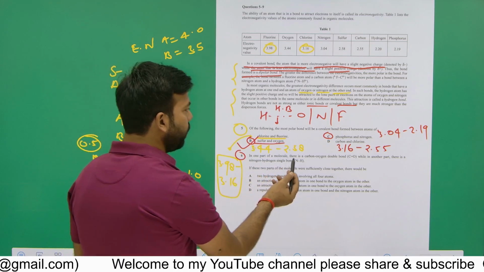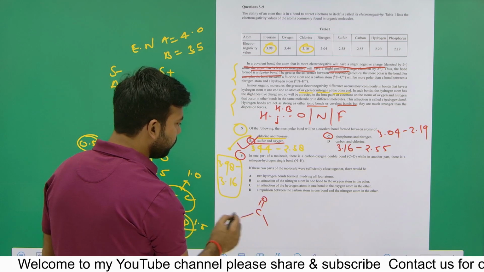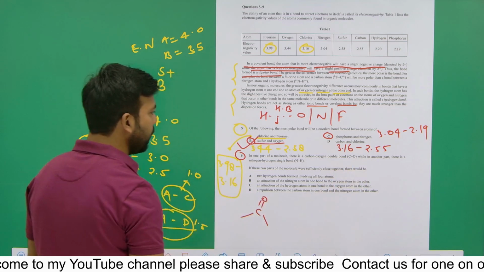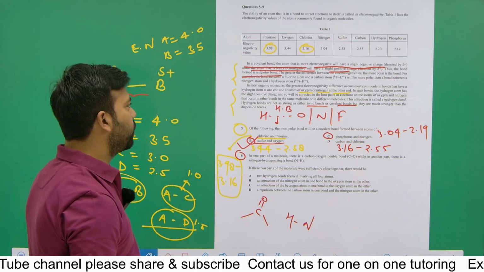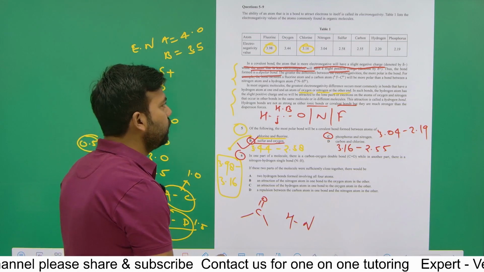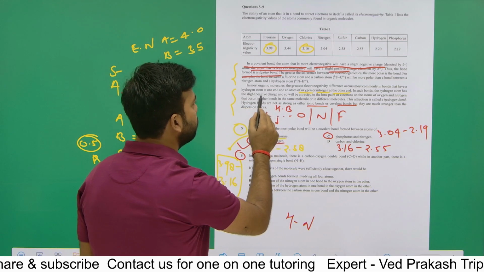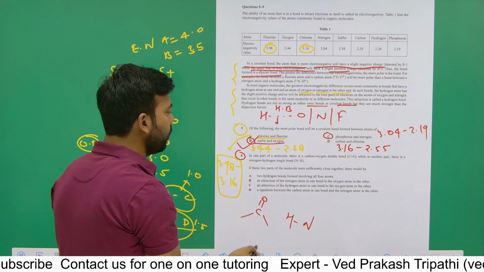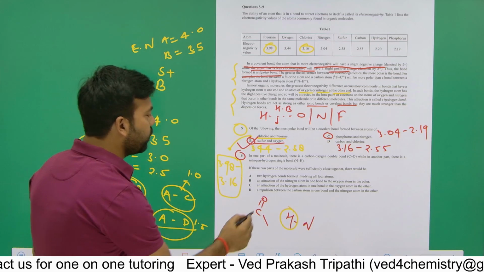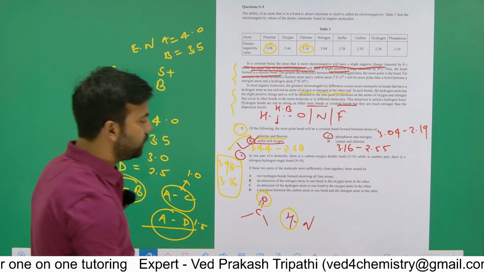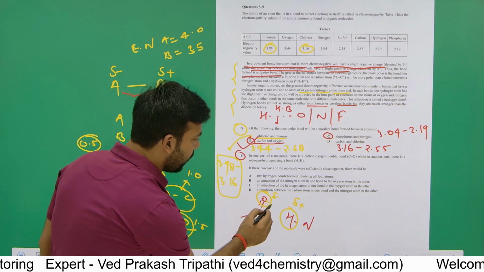In one part of a molecule, there is a carbon-oxygen bond, while in another part there is a hydrogen and nitrogen bond. And now it is talking about attraction. Look at the hydrogen bonding. You have to take this hydrogen and the electronegative element oxygen. This is slightly delta positive, this is negative. And this attraction is called a hydrogen bond.